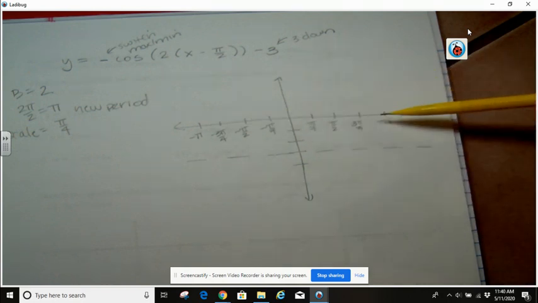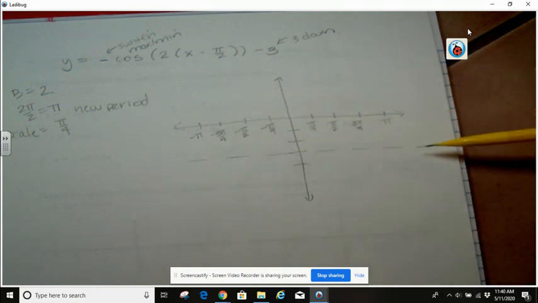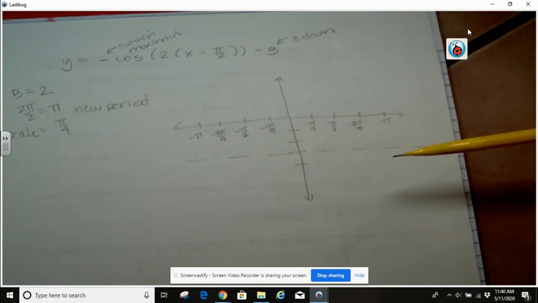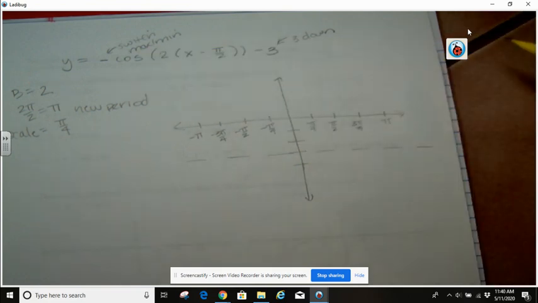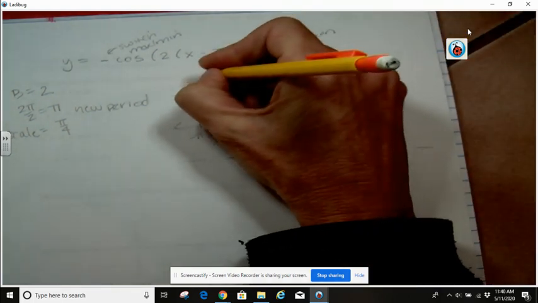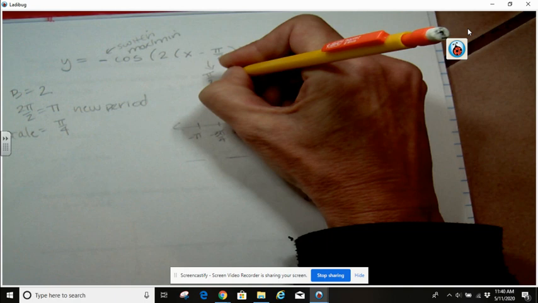Anything that was going to be on the x-axis is going to be on this horizontal midline, and then the amplitude says that the maximums will be 1 unit above that, and the minimums will be 1 unit below that, and we are going to switch our max and mins. I'm not quite ready for that. The last part is the phase shift. That says to go pi over 2 to the right.